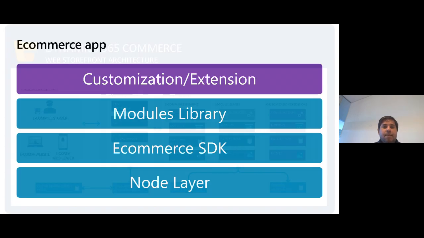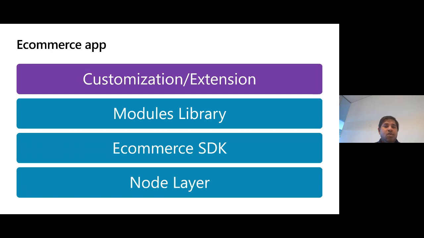Now, going into the node layer a bit in detail. The node layer essentially contains customizations and extensions, which is built on top of the modules library, which again is built on top of the SDK. Starting from the bottom, the SDK defines the module structure. How should a module look? What are the extension points a module contains, and various other components.